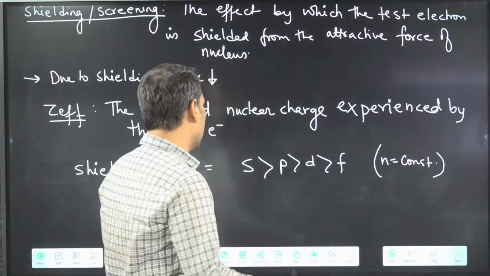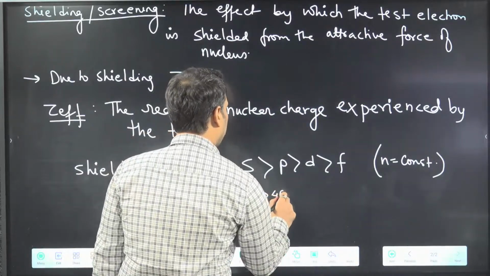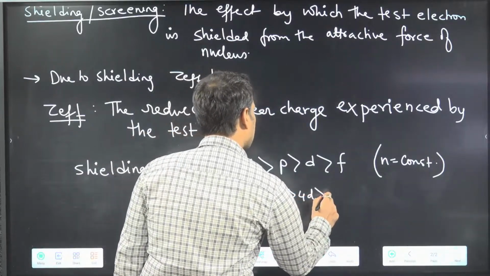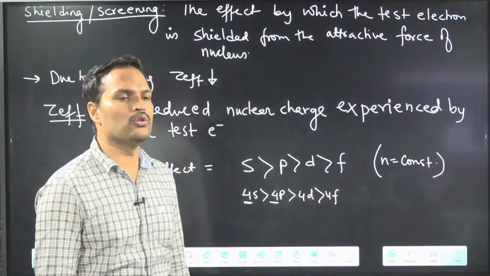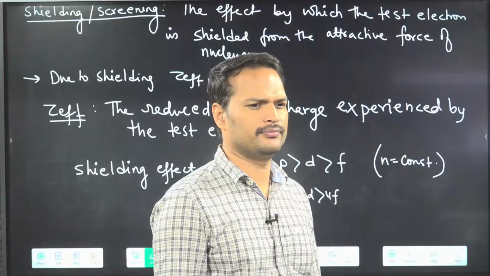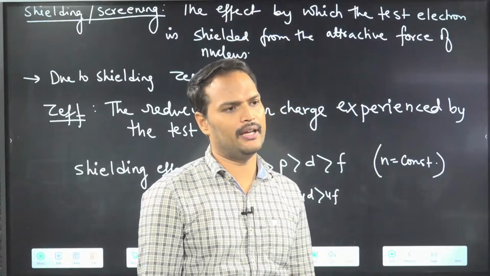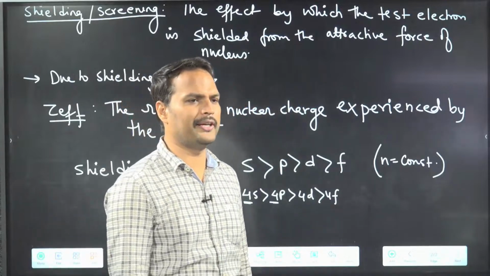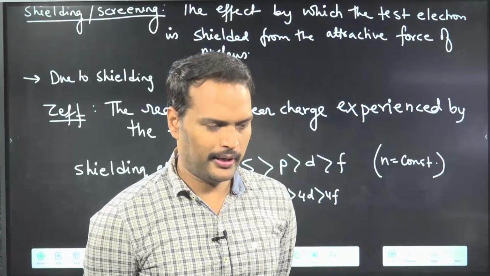The orbit is fixed. Like we can say 4s is more than 4p is more than 4d is more than 4f. So the orbit I have fixed. Then whose shielding is best? S, then P, then D, then F. Understood the point?